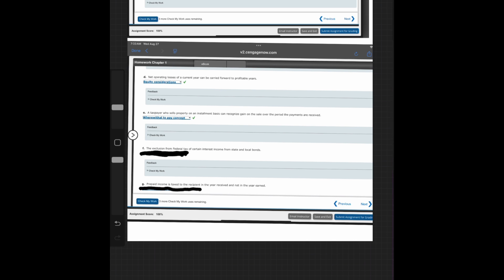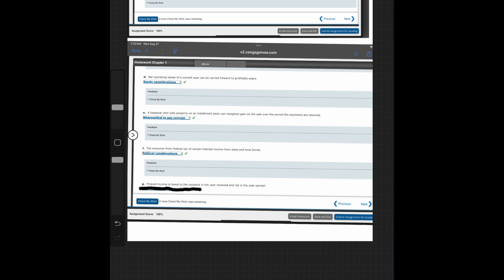Okay, so F. The exclusion from federal tax of certain interest income from state and political bonds. That is a political consideration. And your hint here is the municipal. So it lowers the borrowing costs in local and state government so that they can function better. That's the idea behind it.